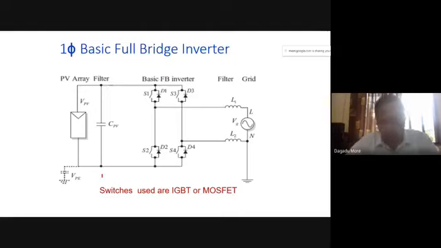Now our interest is to see why the full bridge inverter is not suitable for a solar inverter. We have seen that a full bridge inverter is suitable for motor drive applications, but the full bridge inverter, which consists of four switches, is not suitable for a grid connected solar system. Is it clear? Any questions?